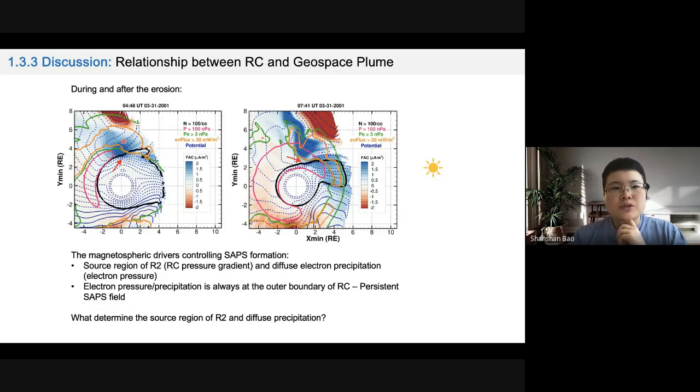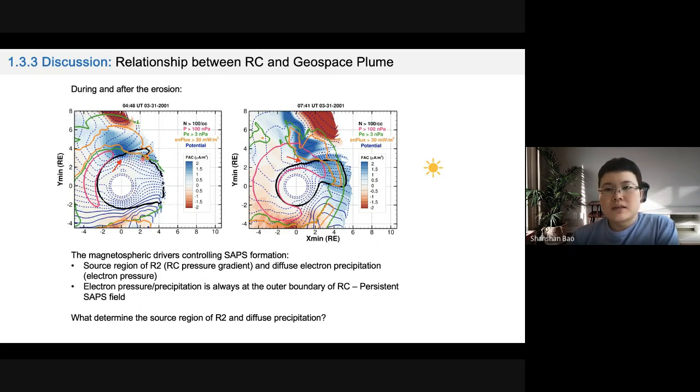I also plotted the field line current on the equatorial plane, where you can see that this region 2 current flowing into the ionosphere is at the azimuthal front of the ring current, where the pressure gradient is very large. This causes a distortion of the magnetic field line. It causes this region 2 current. So you can see a part of the region 2 current is not covered by the electron precipitation. This will result in a very strong electric field, which is the SAPS electric field, driving everything toward the dayside.